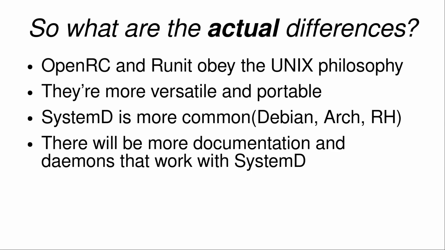So OpenRC and Runit obey the Unix philosophies. They're less monolithic than SystemD. SystemD is just one big thing, while these things can be separated. They're more versatile and portable. SystemD is more common, so you'll find more daemons and documentation for SystemD. If you're running a third-party proprietary program, let's say a VPN or something that uses a daemon, it most likely will only work on SystemD. That's the only real advantage to SystemD: I can run more daemons and there's more documentation. And the only advantage to OpenRC and Runit is that they follow the Unix philosophy.